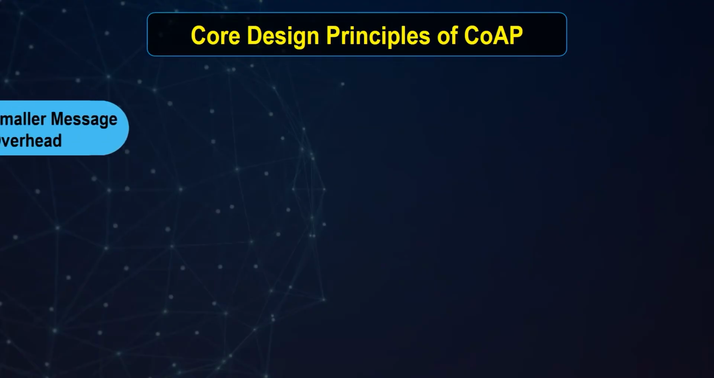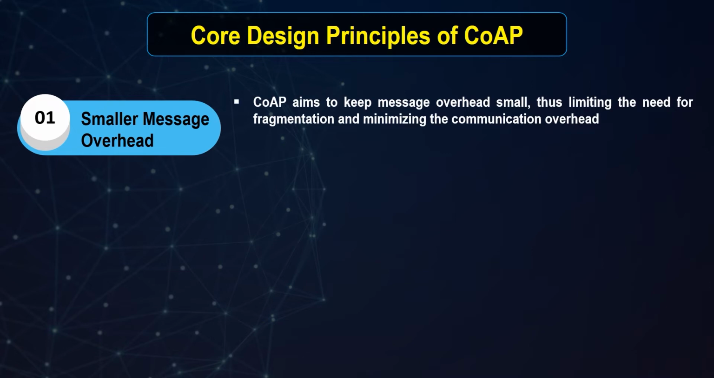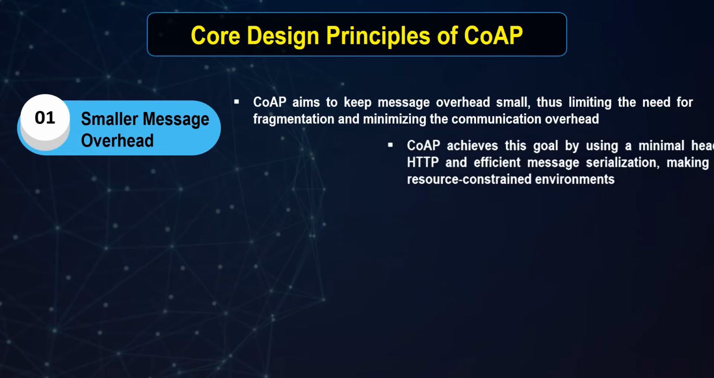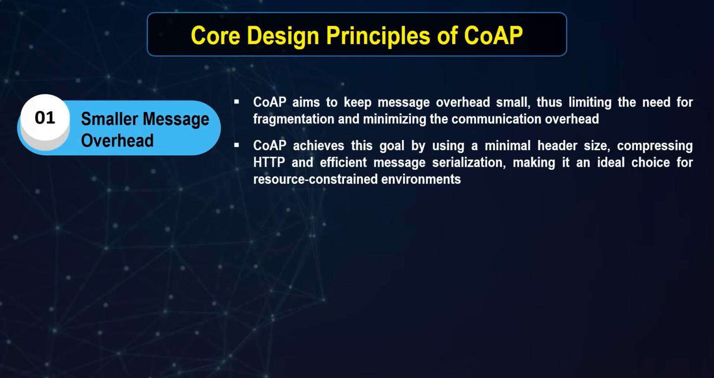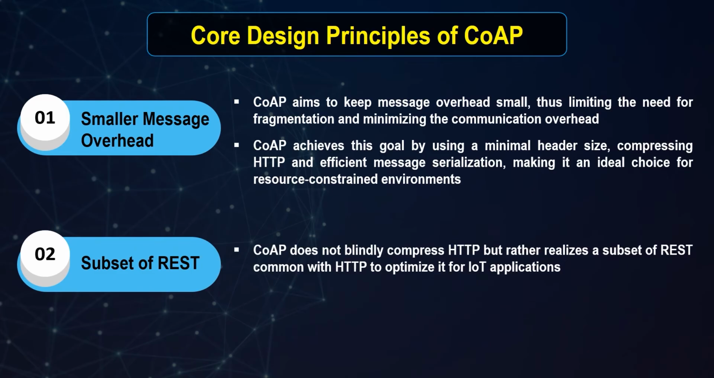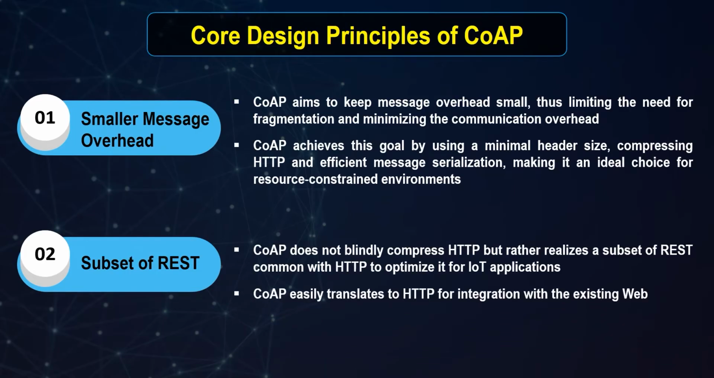Thus, one of the design goals of CoAP is to keep message overhead small, thus limiting the need for fragmentation and minimizing the communication overhead. CoAP achieves this goal by using a minimal header size, compressing the HTTP and efficient message serialization, making it an ideal choice for resource-constrained environments. However, CoAP does not blindly compress the HTTP, but rather realizes a subset of REST common with HTTP to optimize it for IoT application. Thus, CoAP easily translates to HTTP for integration with the existing web.